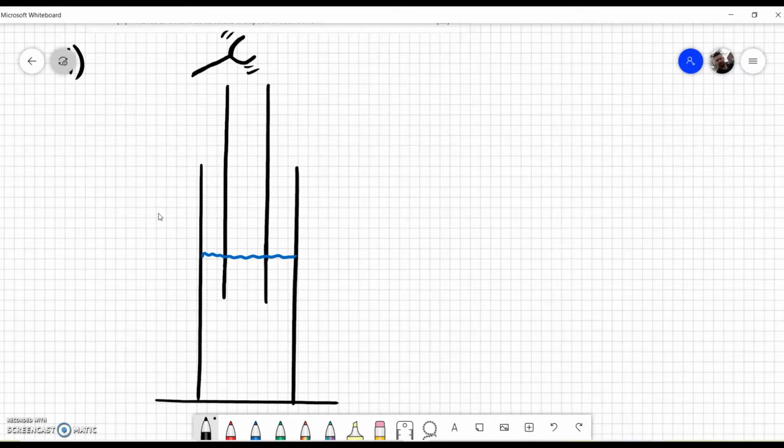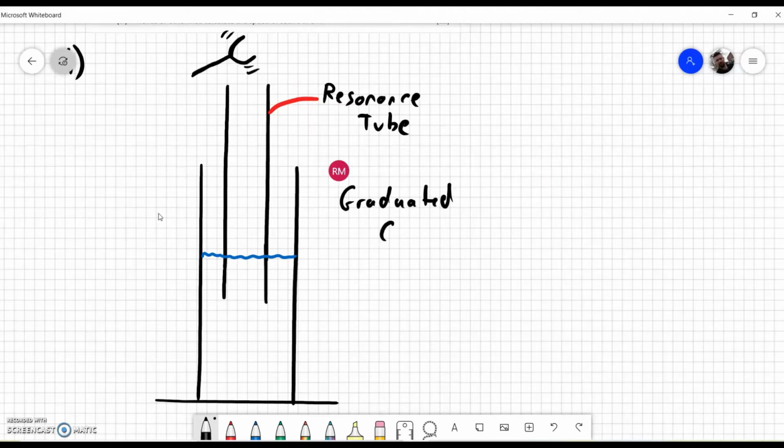You do need to make sure that you show what the labels are. So the first thing I have is my resonance tube. And just a quick little line to bring it to here. I have my graduated cylinder. My line goes to this here. Obviously, like we said, it is sitting in water, so I can just label it water. This is my tuning fork.